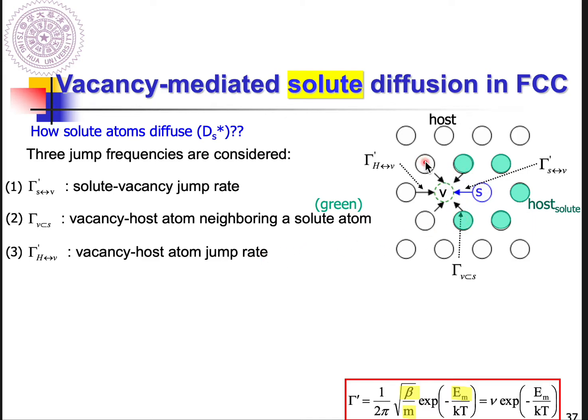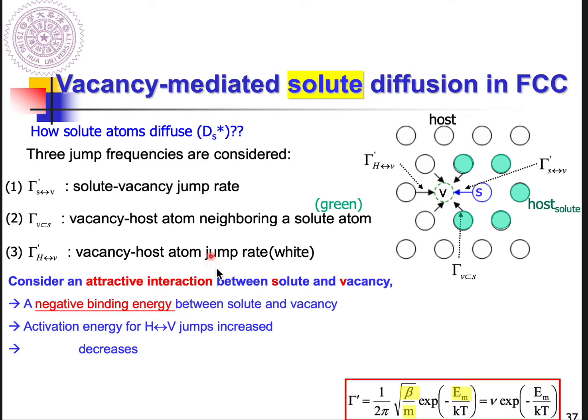And the third one is the host atom jumping into a vacancy, so it's a jump rate of the host atom jumping into the vacancy site. So we need to consider three different kinds of jump rate, and need to think about which jump rate is faster, which one is slower, because the slower one will be the limiting step for the diffusion process, right?